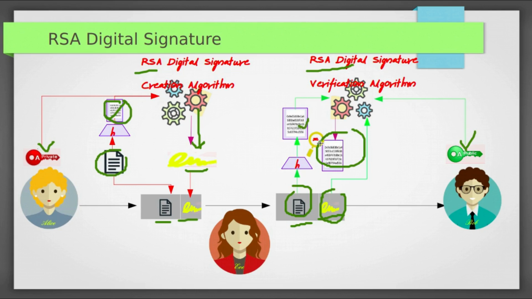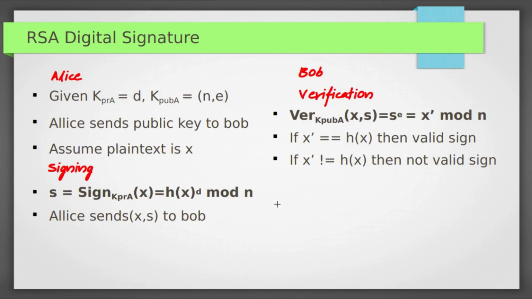If this hash code and the result from this decryption are equal, then the signature is valid. If these two are not equal, then either the signature is not signed by Alice or the document has been changed after signing. Let's see signing and verification.